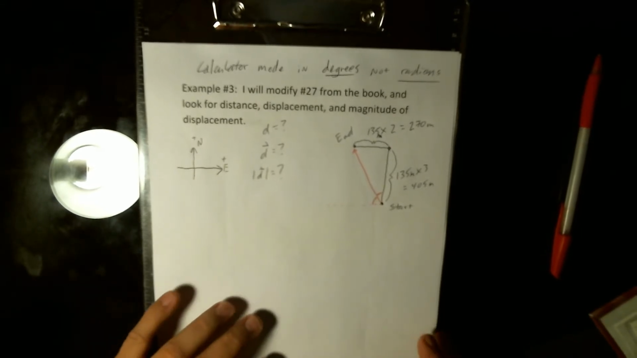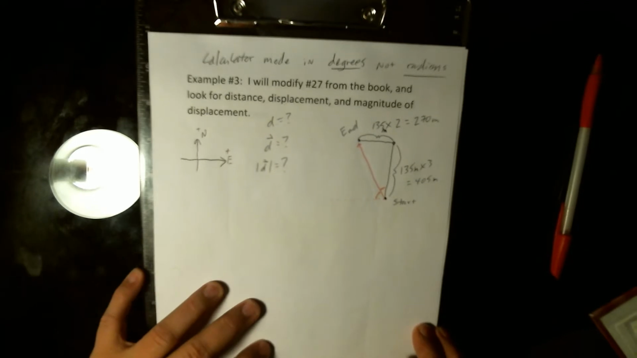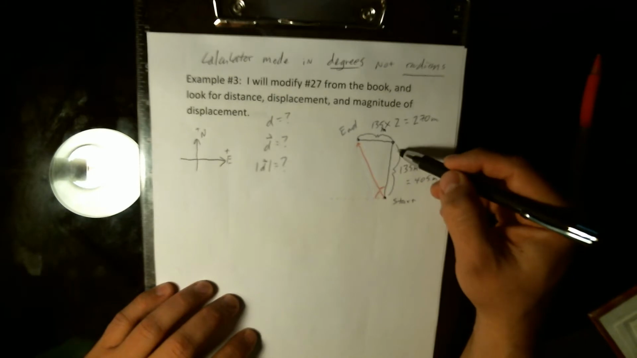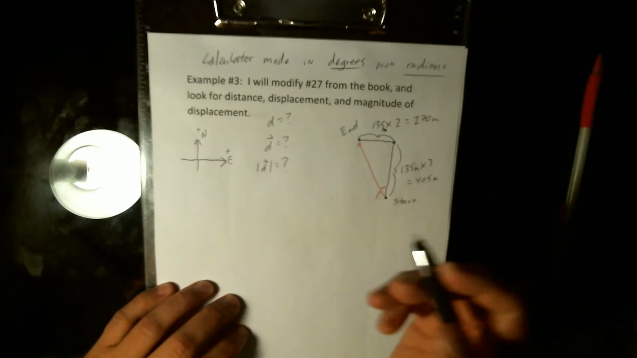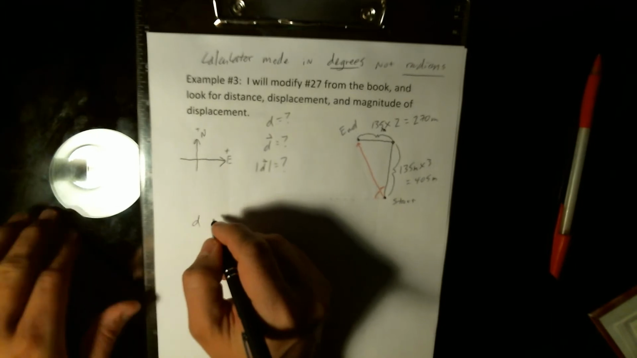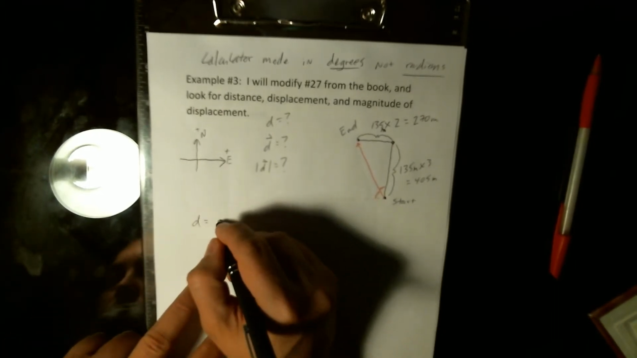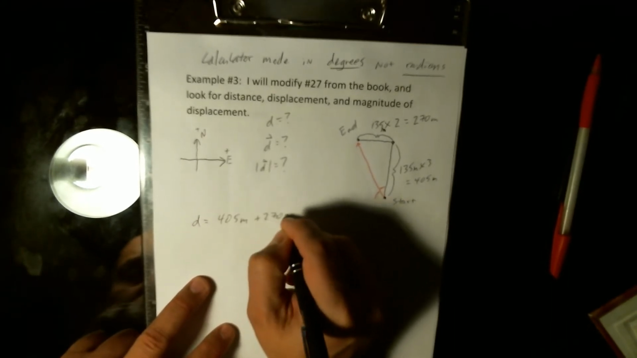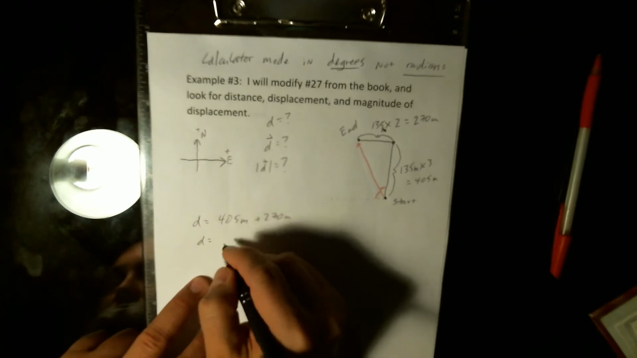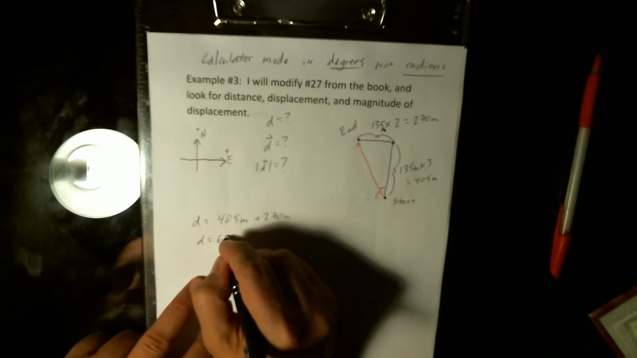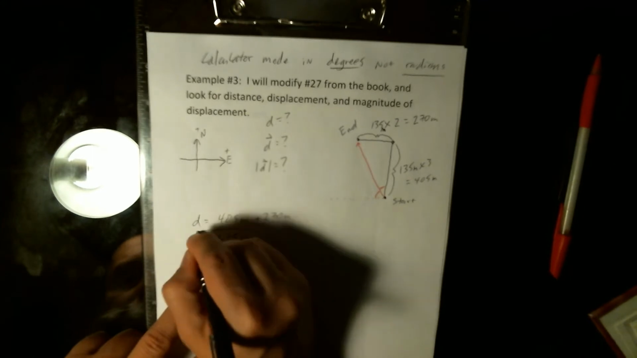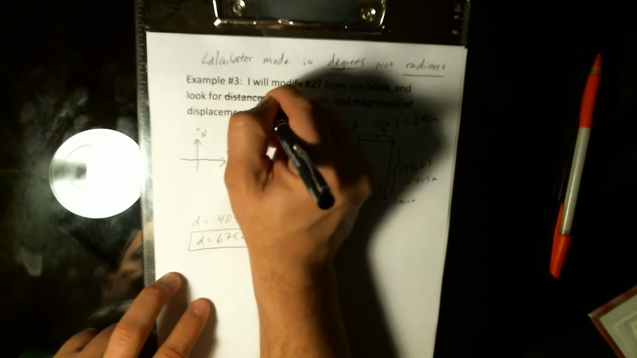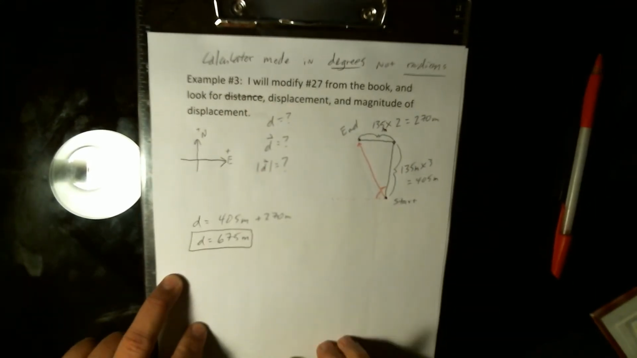All right, moving forward, let's find the distance. The distance traveled. Well, if I went 405 here and 270 here, then my distance traveled must be equal to 405 meters plus 270 meters. So my distance must be equal to 675 meters. And that is the answer to my distance question. That's the distance traveled. That's pretty easy. Now let's move on to the magnitude of the displacement.